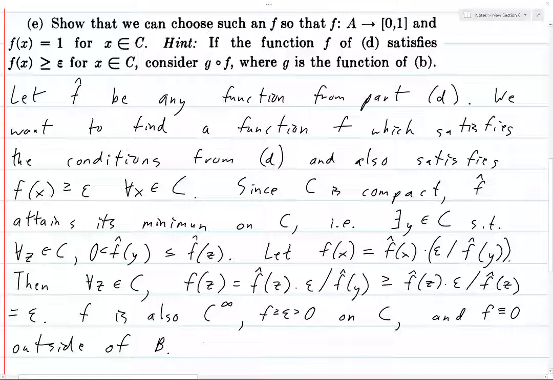Thus, f satisfies the conditions of part D. And furthermore, f is greater than or equal to epsilon on C, i.e. for every single x in C, f of x is greater than or equal to epsilon.